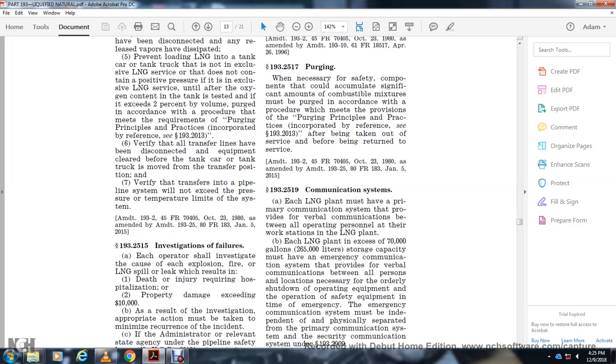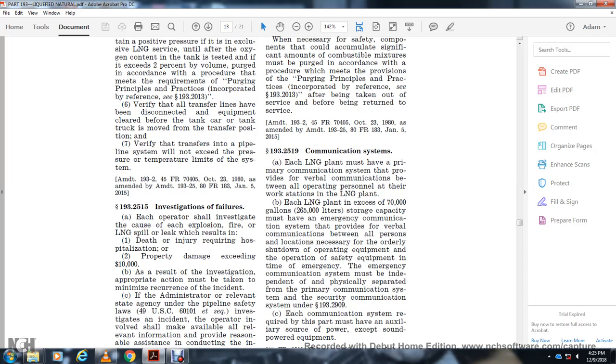193.2519, communications. Each liquid natural gas plant must have a primary communication system that provides verbal communication between all operating personnel at their workstations. A liquid natural gas plant in excess of 70,000 gallons of storage capacity must have an emergency communication system providing verbal communication to all personnel locations necessary for the orderly shutdown of operations.